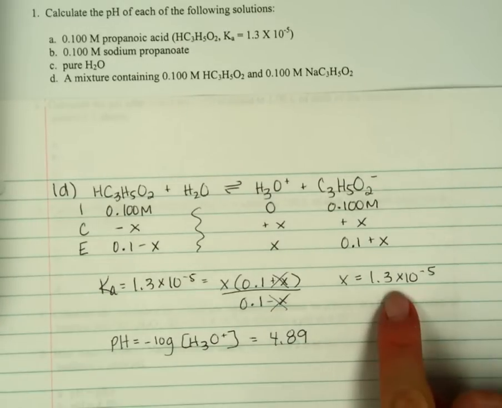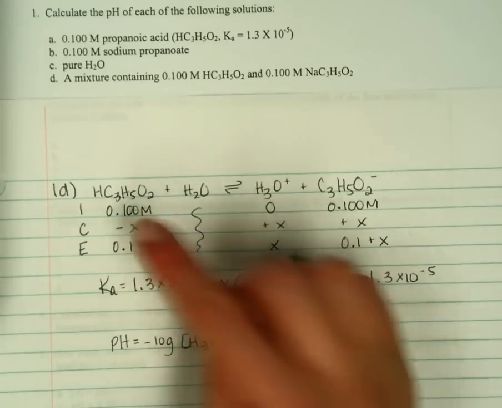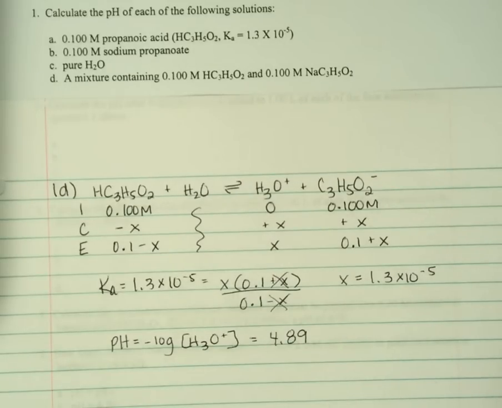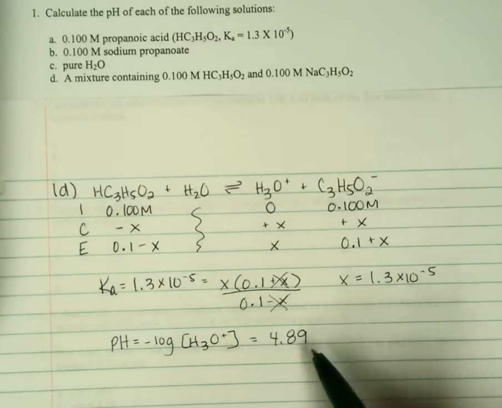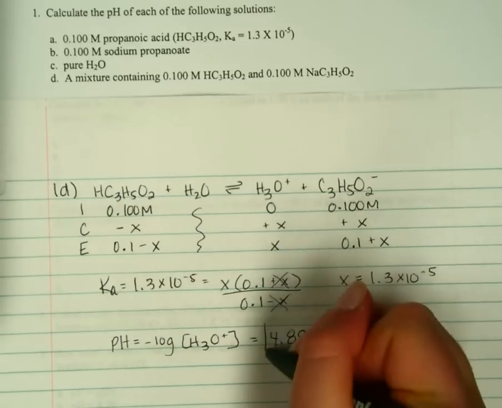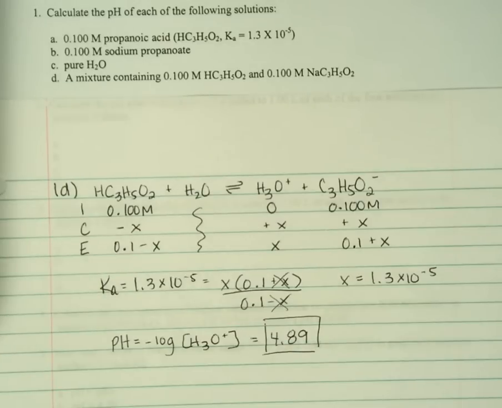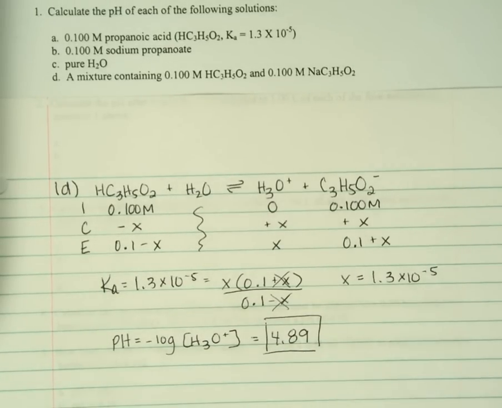Now, because this number x is so small, it's 10 to the negative fifth, that's going to be way less than 5% of 0.1, which is 10 to the negative 1. We're talking about an order of 4, which is a magnitude of 1,000. So I'm really not worried about the fact that I ignored these two x's. And this makes sense. This is definitely an acid, so it should have a pH less than 7, and a 4.89 pH seems to be logical.